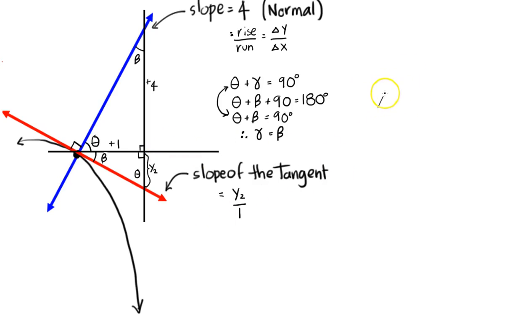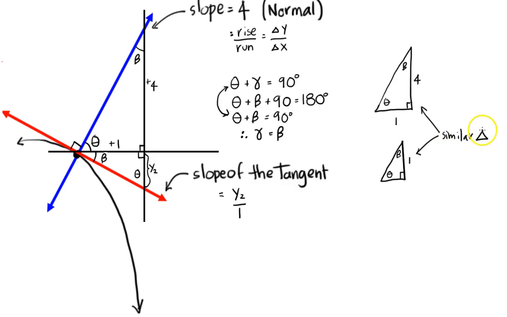That means I've got a triangle here. I'm just drawing them over here to make it easier for myself to understand. I've got theta and beta, with sides 4 and 1. And I've got another one. I'm going to flip it around and rotate it, just so I can understand it. I'm going to have theta and beta also, but it's a different size, because this side is now 1. But these two are similar triangles.